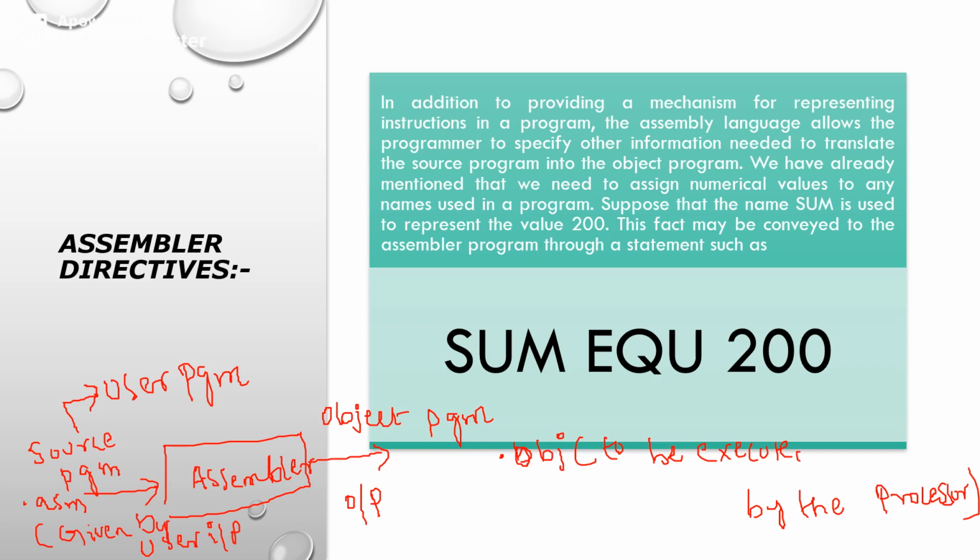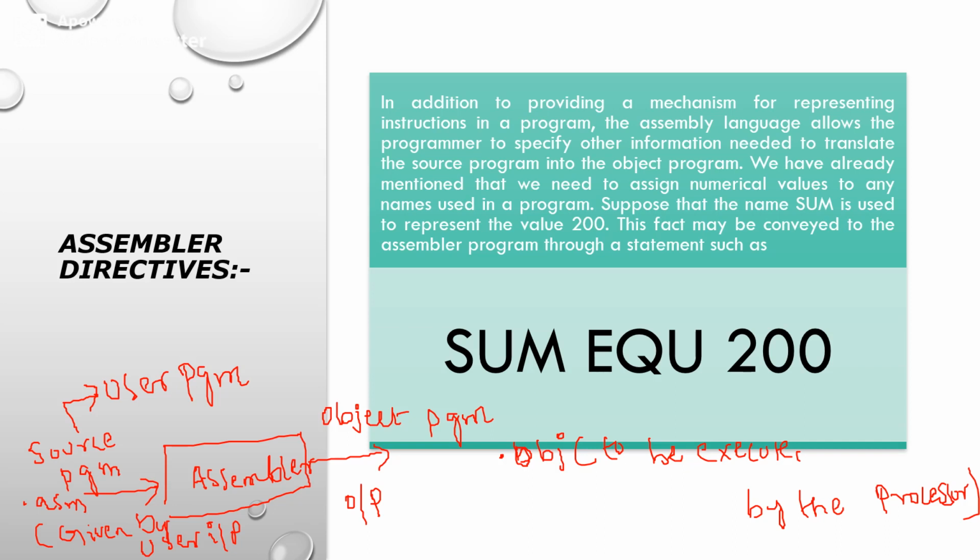So next we'll take assembler directives. In addition to providing a mechanism for representing instructions in a program, the assembly language allows the programmer to specify other information needed to translate the source program into the object program. That is the mechanism by which the assembly language allows the programmer to specify additional information required in order to translate the source program, or user program, into an object program.